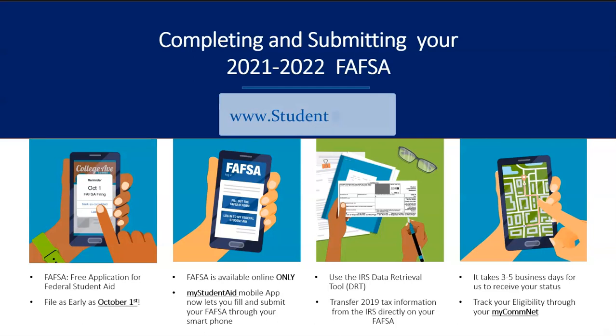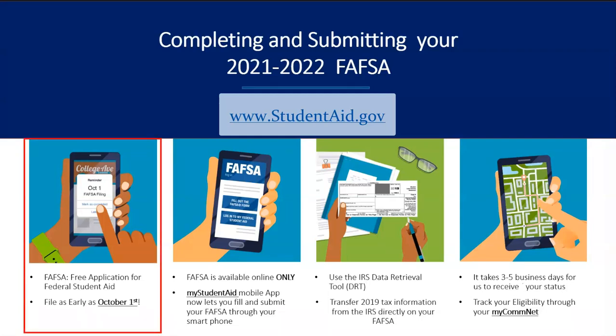To get started, visit www.studentaid.gov. To complete your 2021-2022 FAFSA, it is important for you to know that the application is available every October 1st of every year. FAFSA means Free Application for Federal Student Aid. This means the application is absolutely free and you should never be charged to complete the application. If you ever come across a website that is asking you for some source of payment, this is not the FAFSA application and you must immediately leave the website.